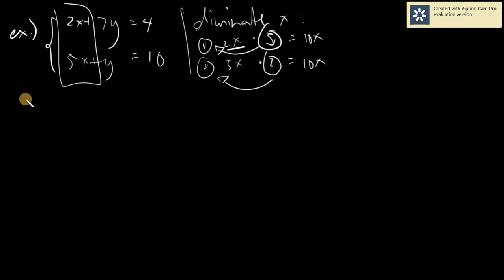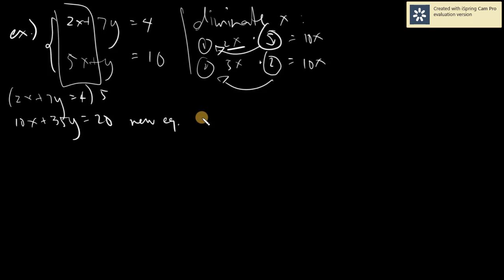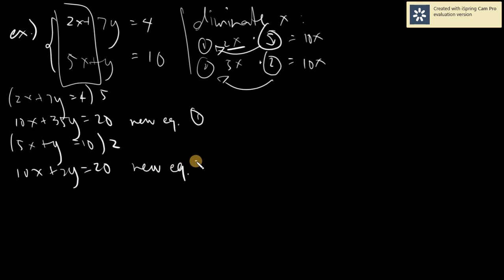So what would happen there, I will have 2x plus 7y is equals to 4. Equation 1, I will multiply it by 5. So this would give me 10x plus 35y is equals to 20. This is my new equation 1. And as for the second one, we will have 5x plus y is equals to 10. I will multiply this by 2. This would give me 10x plus 2y is equals to 20. This is my new equation 2.